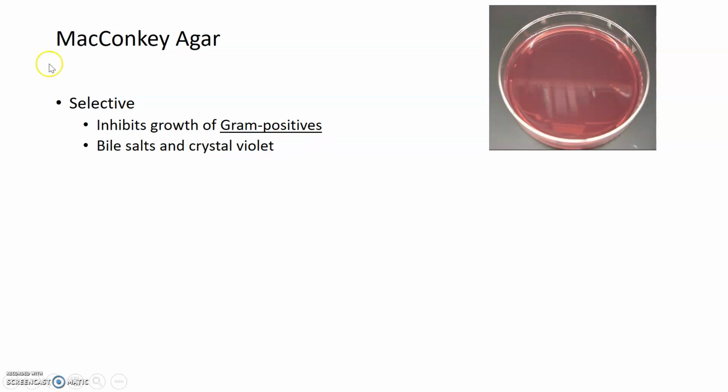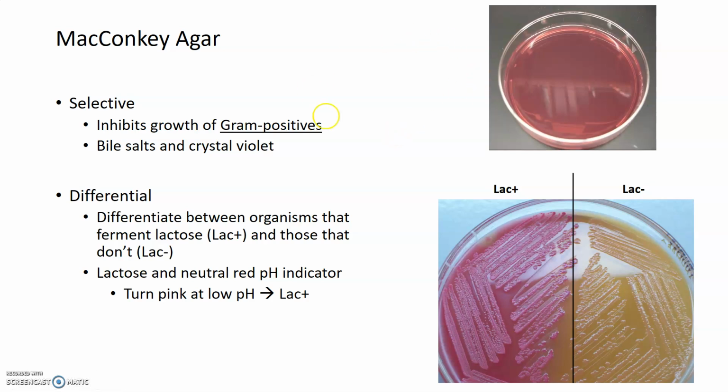Another type of selective and differential media is MacConkey agar, and you can see an uninoculated plate up here. It has this light pinkish purple color, and MacConkey contains bile salts and crystal violet that actually inhibit the growth of gram-positive organisms and select for gram-negatives. And so you won't see any gram-positives growing in MacConkey agar. And MacConkey can also differentiate, once again, between lactose fermenters, or lac-positive organisms, and lactose non-fermenters, or lac-negatives.